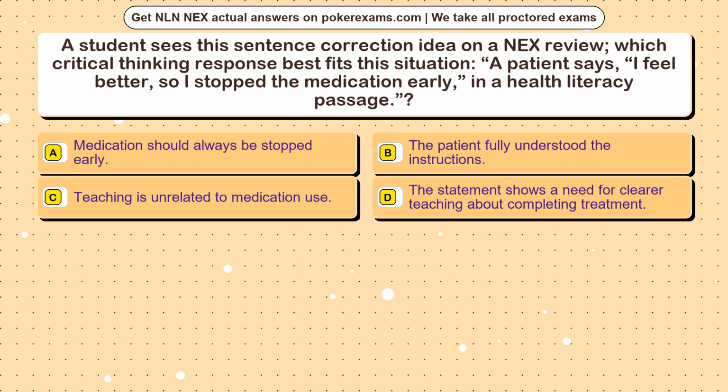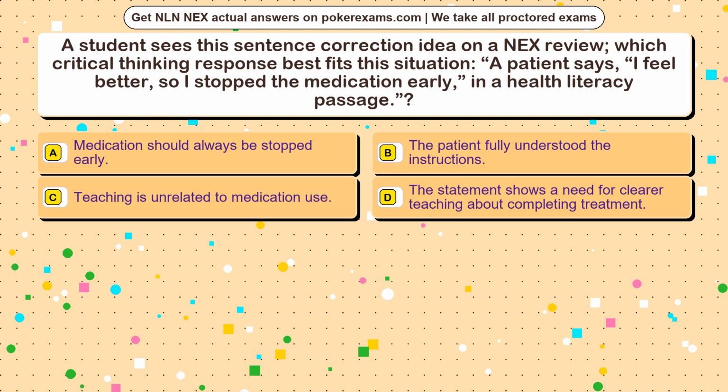Question 10. A student sees this sentence correction idea on a NEX review. Which critical thinking response best fits this situation? A patient says, "I feel better, so I stopped the medication early," in a health literacy passage. Option A. Medication should always be stopped early. Option B. The patient fully understood the instructions. Option C. Teaching is unrelated to medication use. Option D. The statement shows a need for clearer teaching about completing treatment.